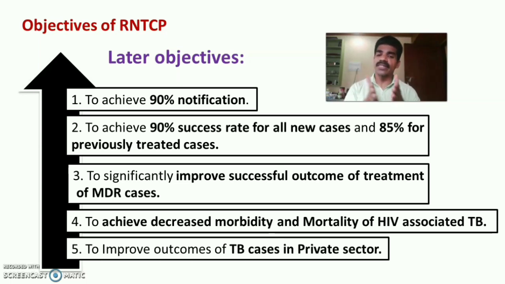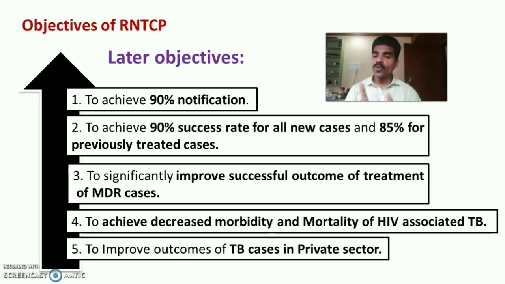So to achieve a success rate of 90% for all new TB cases and 85% for the previously treated cases. The third objective was to significantly improve the successful outcome rate of the treatment of multi-drug resistant cases. So maximum prognosis or successful outcome of treatment of multi-drug resistant TB cases. That is the third later objective of RNTCP.